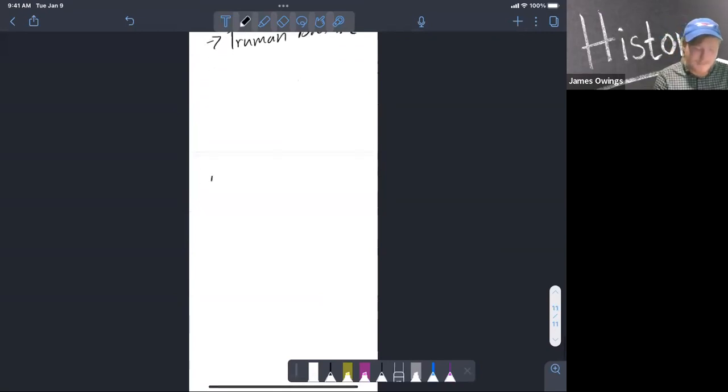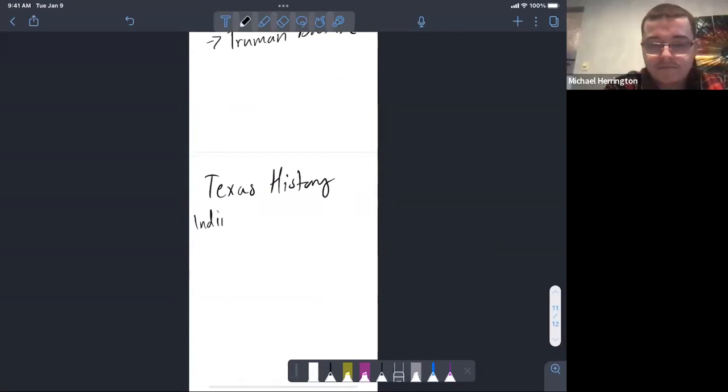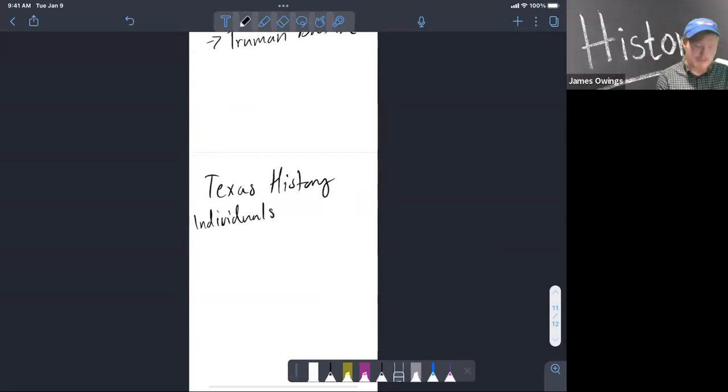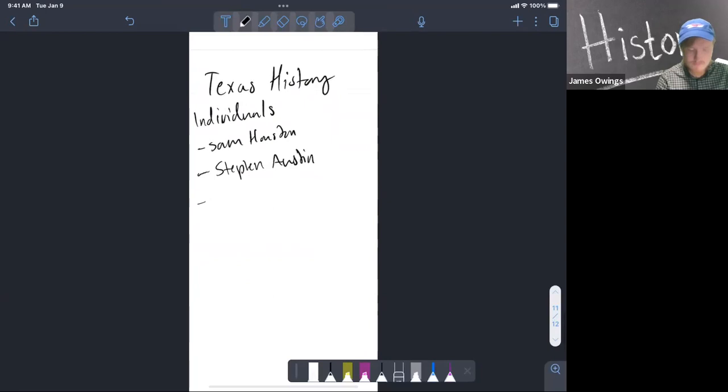All right. For Texas history, we just need to know a few things. You need to know about the key individuals. So knowing who Sam Houston is, knowing who Stephen Austin is. Knowing those people would probably be enough on a test. You'll probably see them on the test, so if you don't know them, make sure you do.